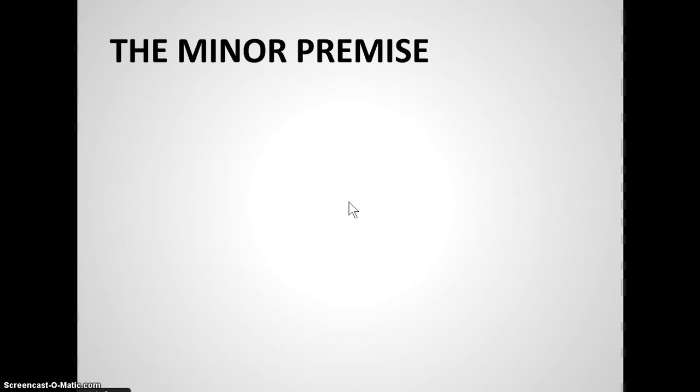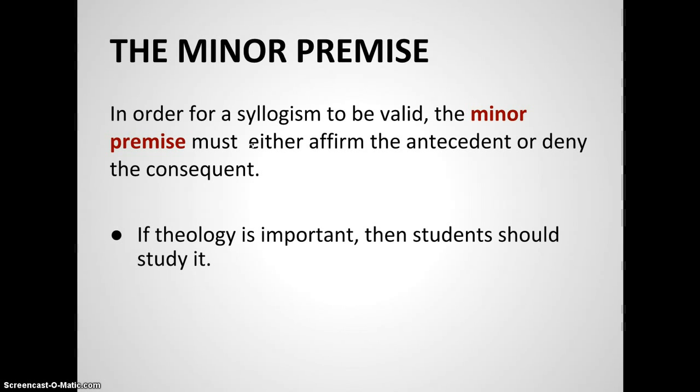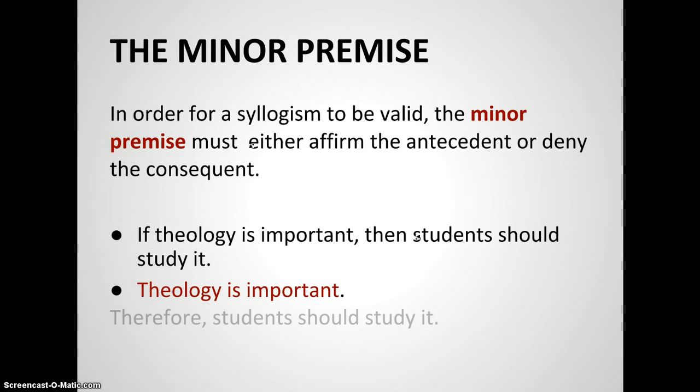The minor premise is the most important part of a hypothetical syllogism because the minor premise will be either affirming the antecedent or denying the consequent. If it does anything else, it's an invalid syllogism and it's worthless. A valid syllogism affirms the antecedent or denies the consequent. So let me put up a syllogism here. Here's our major premise, minor premise, and our conclusion.